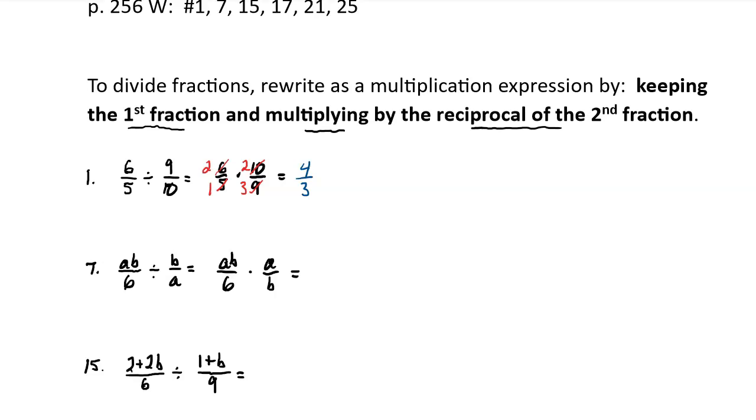Now solve the problem like it's multiplication. Reducing first. There's a b in the top and a b in the bottom. They cancel each other away. The final answer, a times a, is a squared. And in the bottom, there's a 6.